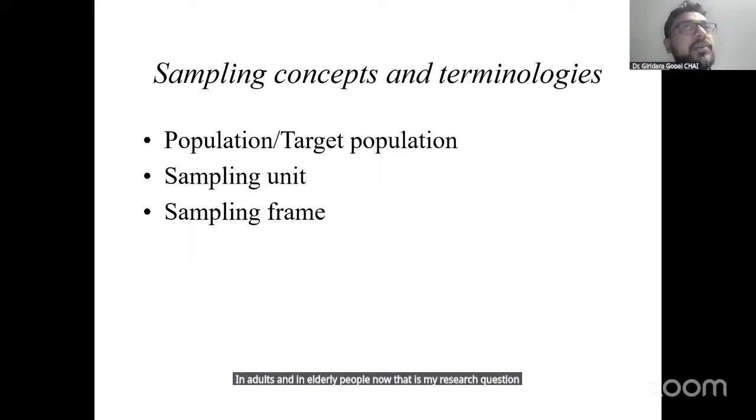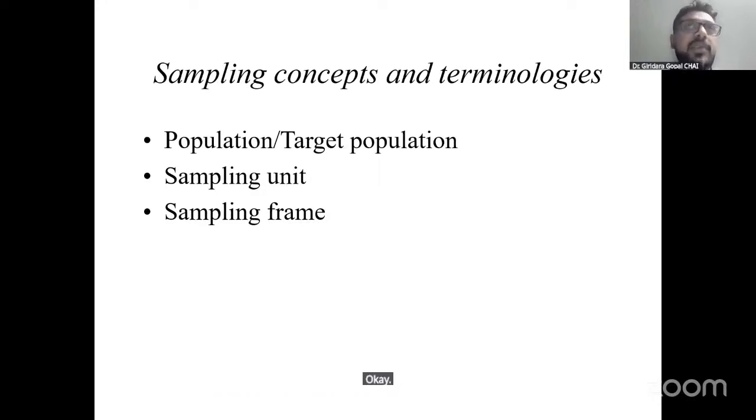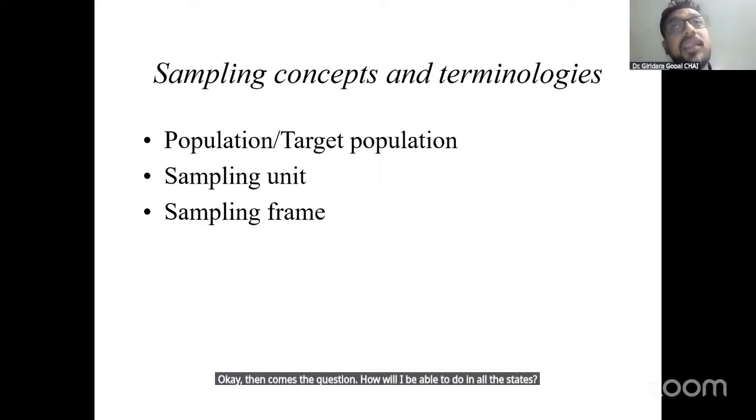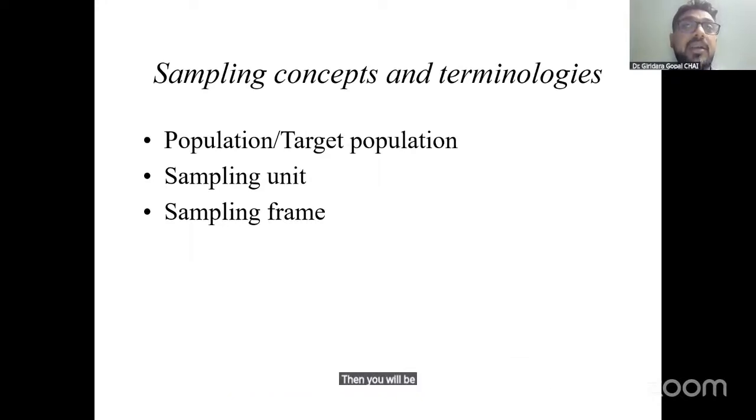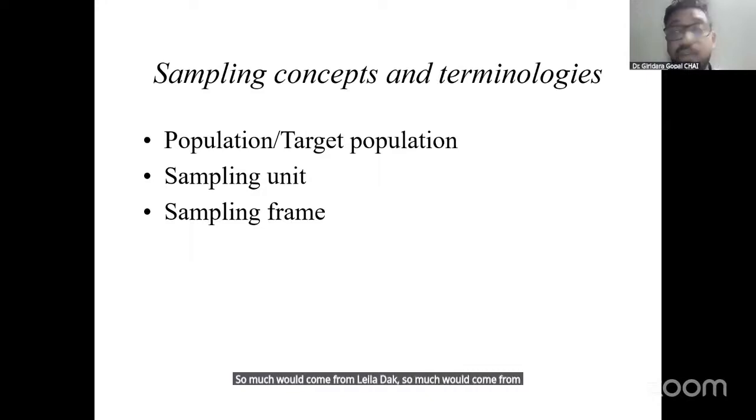But as I drill down, I need to arrive at a sample size estimation. I was able to arrive that I would need 15,000 adolescents, 35,000 adults, and 30 odd thousand elderly people. Then comes the question, how will I be able to do it in all the states? Then you will be applying weights, and you will say, so much proportion will come from Uttar Pradesh, so much from Sikkim, so much from Leh Ladakh, so much from Himachal Pradesh, and so on.